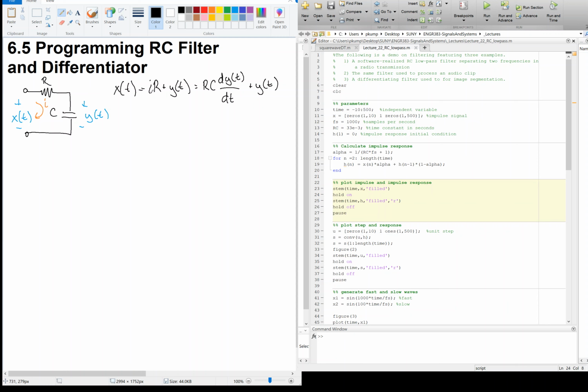So we can replace the current i by C dy/dt, and we get the voltage drop across the resistor is RC dy/dt, and then the voltage drop across the capacitor is y(t). Hence we have a first order differential equation, x(t) equals RC dy/dt plus y(t).